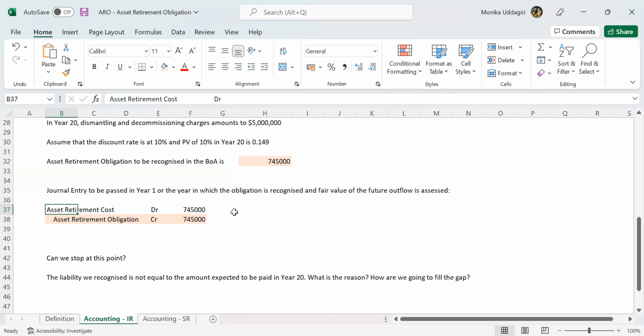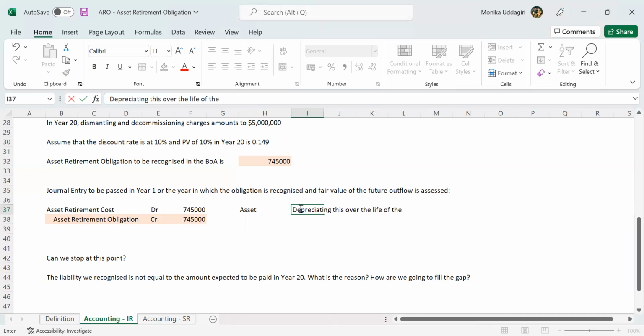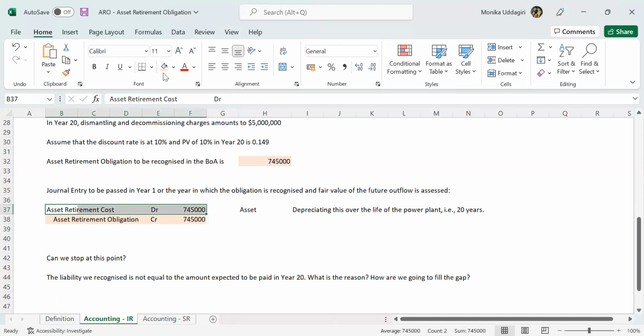So what I'm doing, I am creating an asset which I will be depreciating over the life of the power plant. So I will be depreciating this over the life of the power plant, that is 20 years. In that way, I am ensuring the matching concept. Okay. This is the initial recognition of asset retirement obligation.